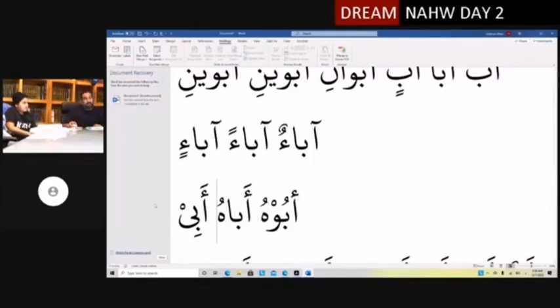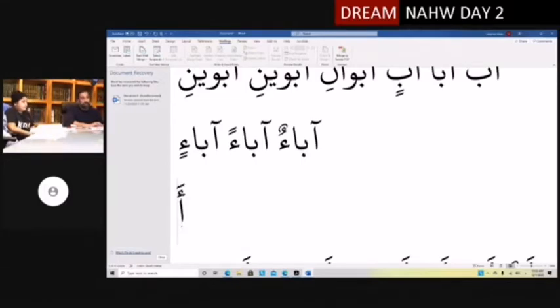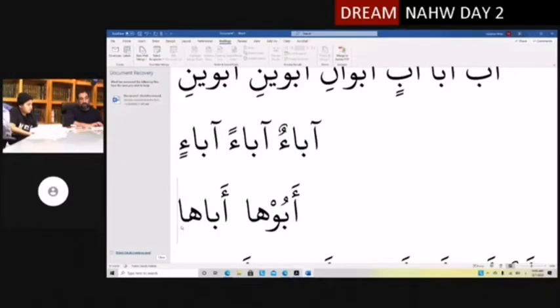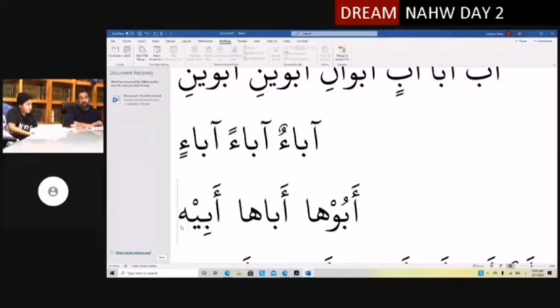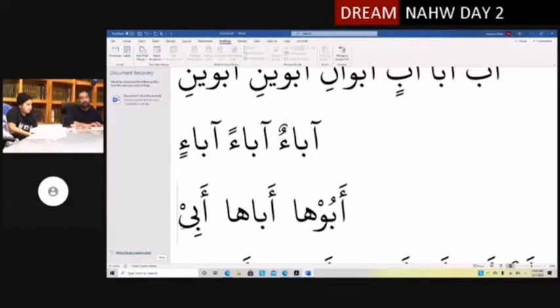Simple. But the jar way of saying his father is not Abihu, it's Abihi, because it sounds cooler that way. Remember who can sometimes sound like he. So the rafa is Abuhu, nasab is Abahu, jar is Abihi. If I said, for example, her father, I would say Abuha, Abaha, and Abiha. Ha doesn't change. That's her father.